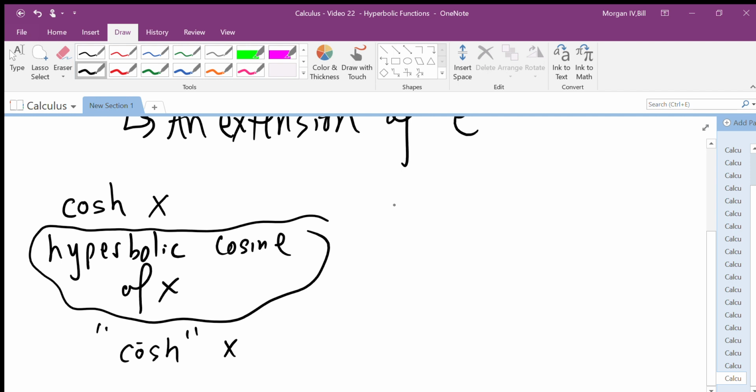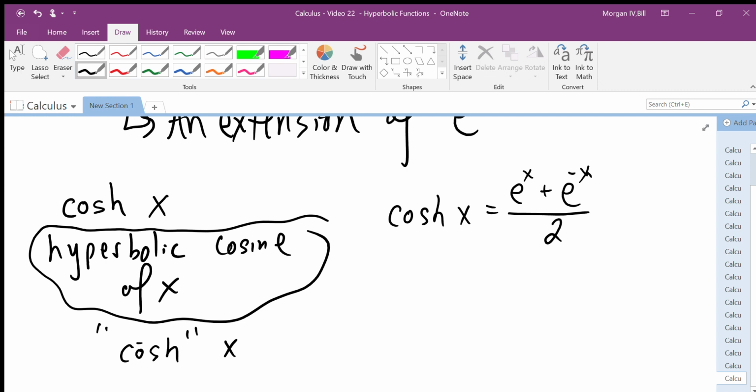And the definition for hyperbolic cosine of x, or cosh x, is again just a combination of e to the x, that exponential function we were talking about. It is e to the x plus e to the negative x, divided by 2. So whenever we get to hyperbolic functions, don't be scared of them. They are nothing more than a combination of e to the x's.